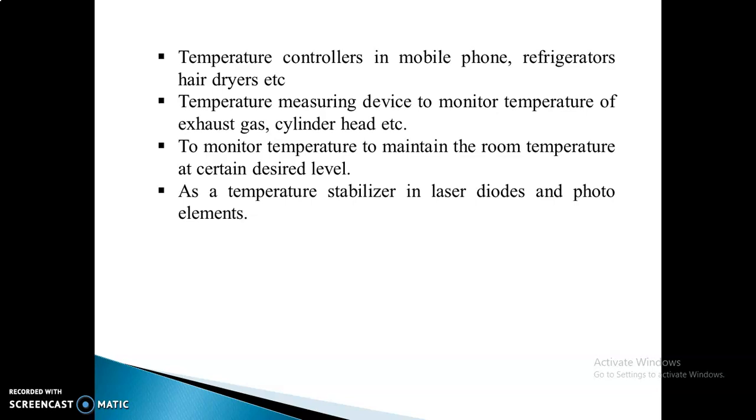Then they are used for monitoring the temperature of exhaust gas and cylinders, and maintaining the room temperature at a desired level. Then as a stabilizer in laser diodes and photo elements, it is all NTC. Generally, when talking about the types of thermistor, NTC or PTC, for common applications people go for the NTC thermistor. That is how we list out the thermistor applications.